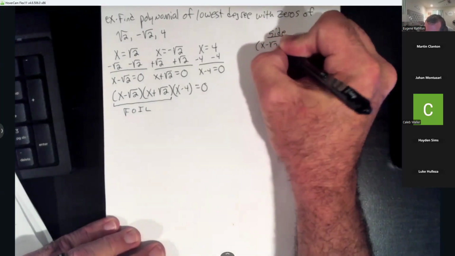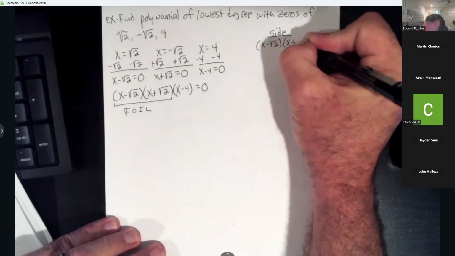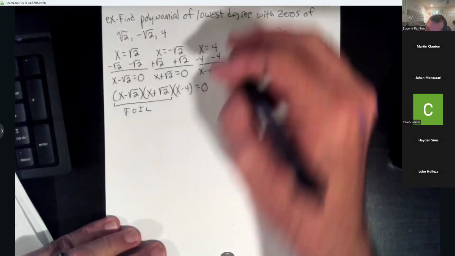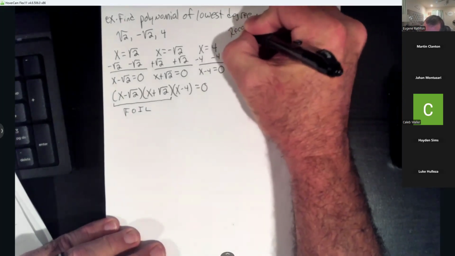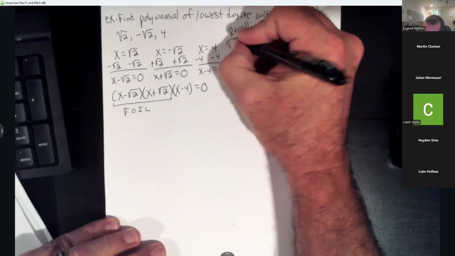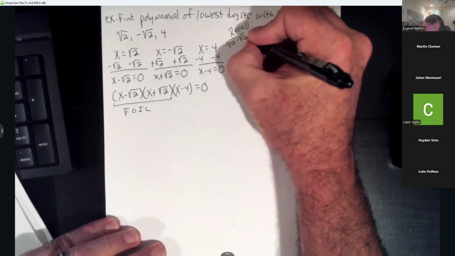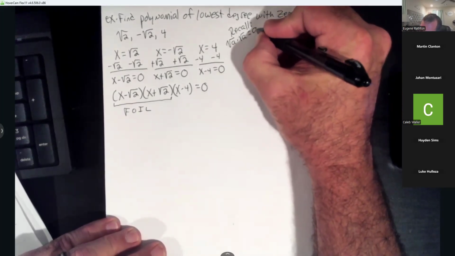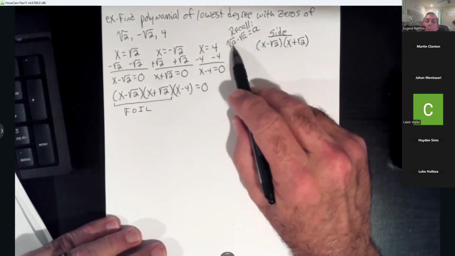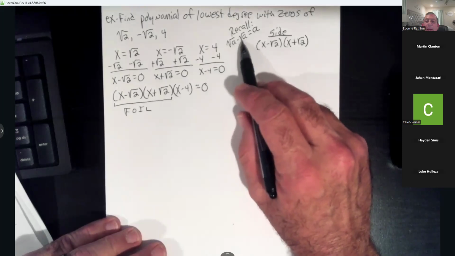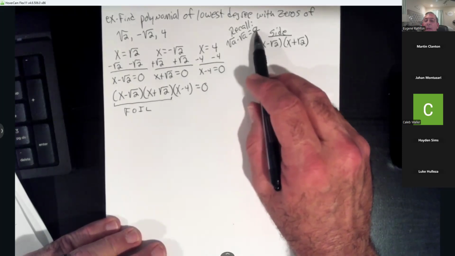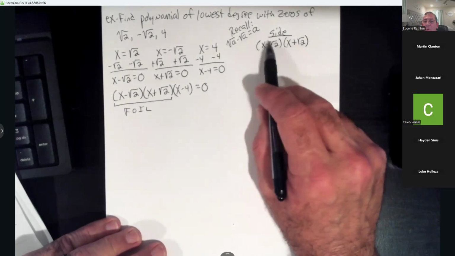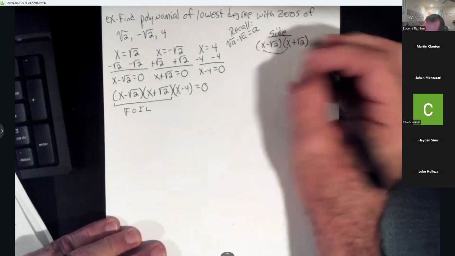So x minus square root of 2 times the x plus square root of 2. Now, y'all, here's something you need to recall for this problem. A square root times itself. So a square root of a times square root of a equals a. So no matter what number you put in here in place of that a, when you multiply them together, you get that number, okay? All right, y'all, so let's FOIL. X times x is x squared.